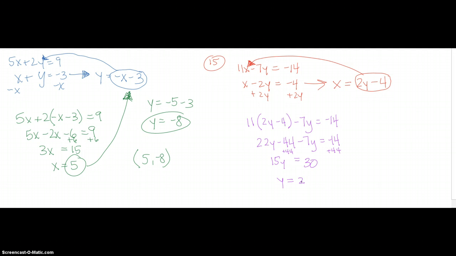So half of our problem is done here now, okay? If y equals 2, we can plug that back in, and we can find x, because x is going to equal 2 times whatever y is, and we know that that's 2, minus 4. So we've got 2 times 2 is 4, minus 4 is 0. So we've got 0, 2.